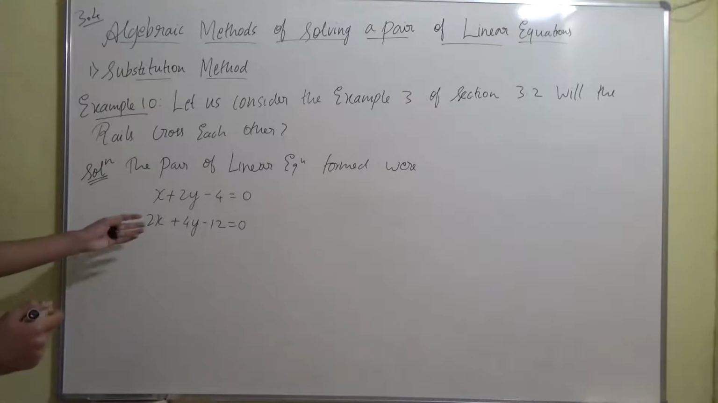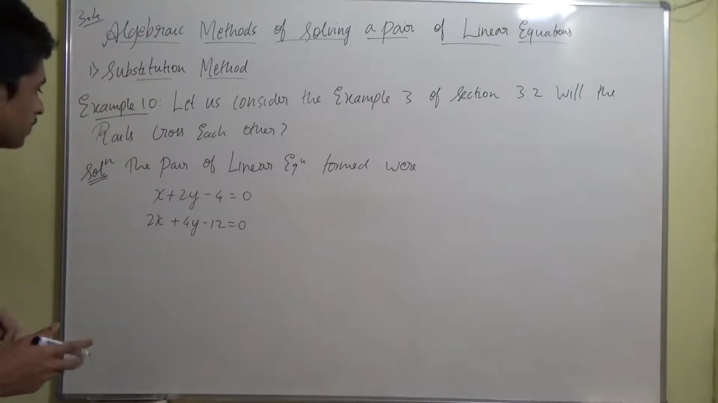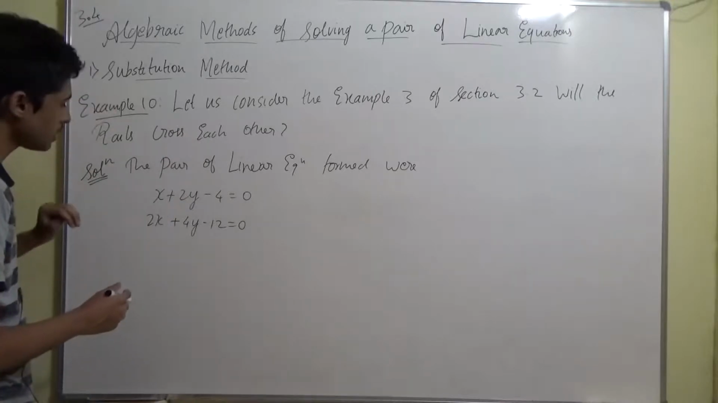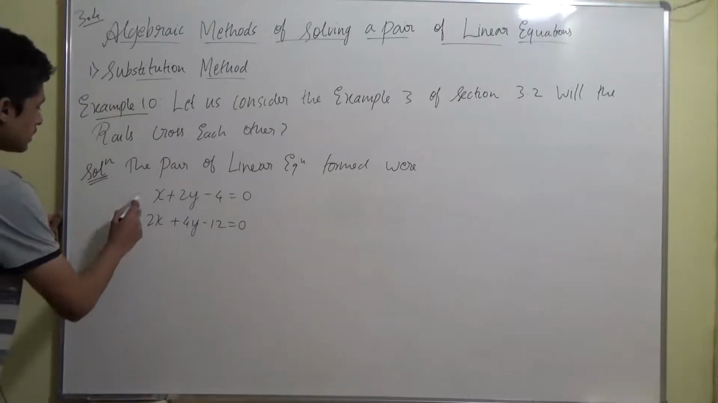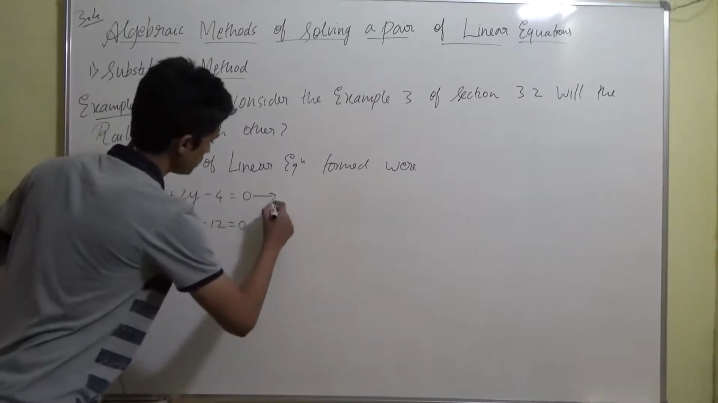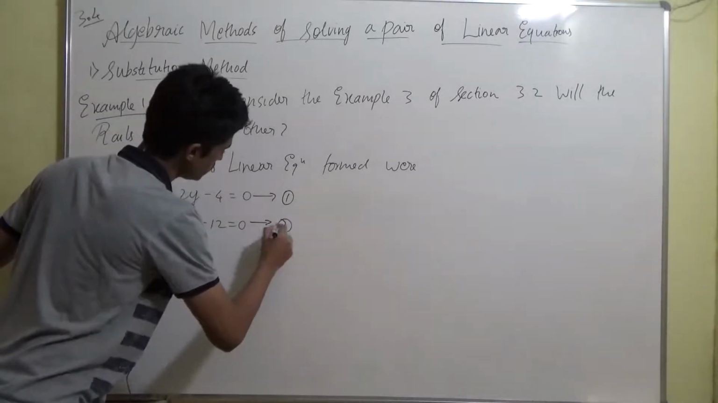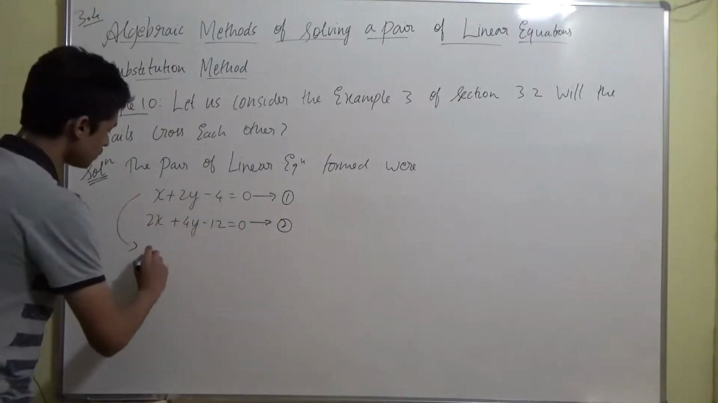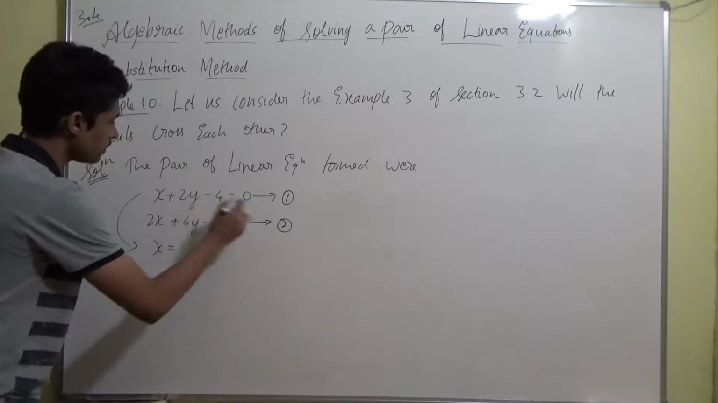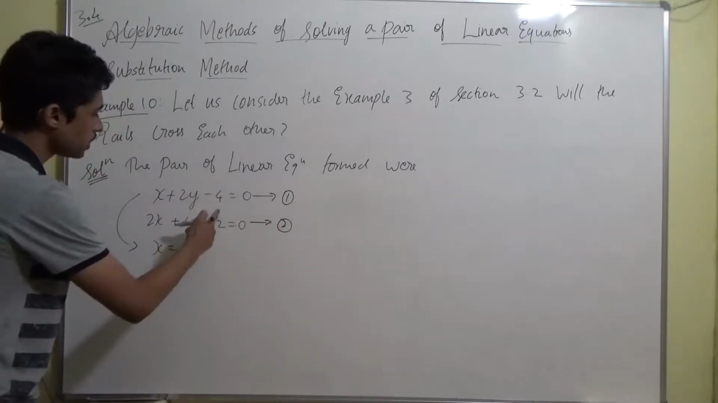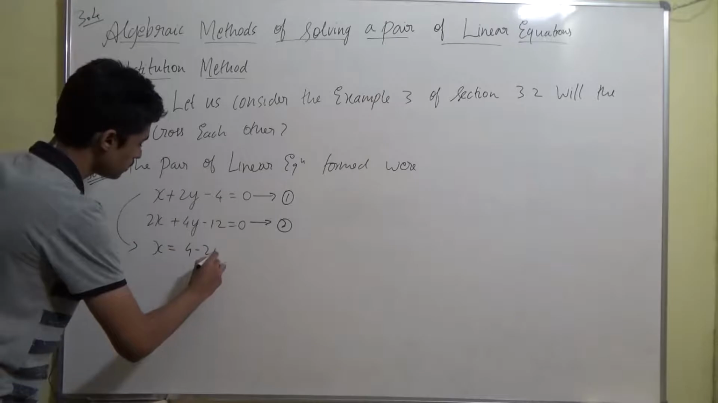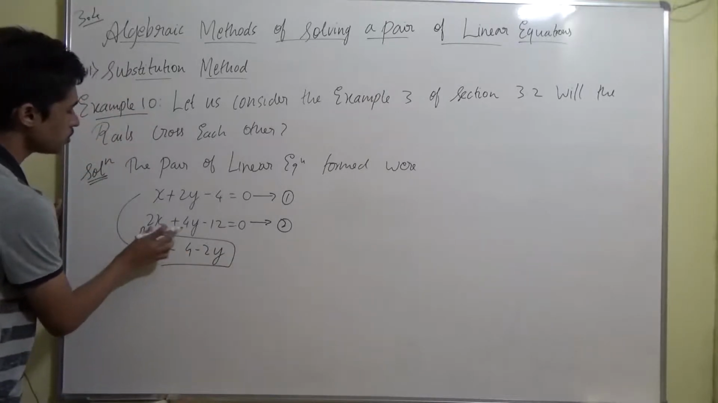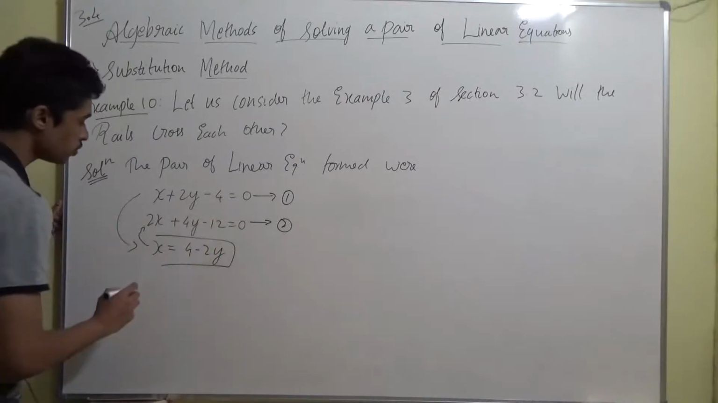So let's first try to solve this by using the method of substitution, right? We have to solve using the method of substitution in this example, because that's the topic we are studying. So what we'll do, let's take equation 1 first. This is equation 1 and this is equation 2. If you take equation 1 and write x in terms of y, we take all the other terms to the other side, and x will become equal to 4 minus 2y. So this value of x we will replace in equation 2, correct?